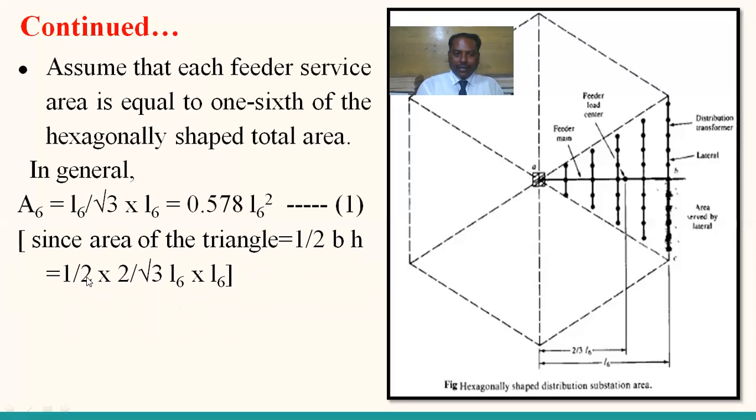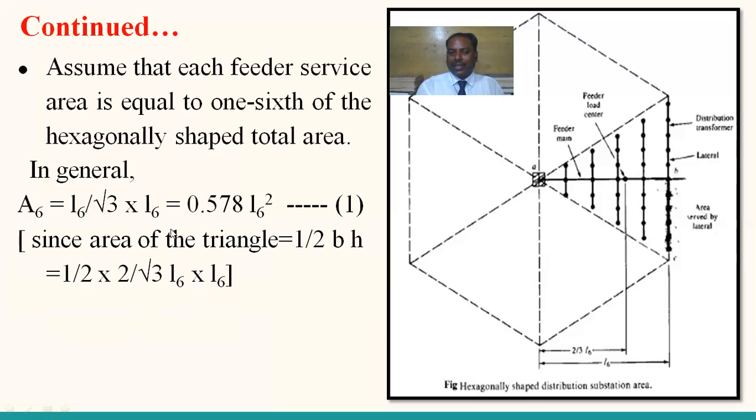Half into, this one is B and this one is another B, so there are 2B. B here is L6, and at what inclination? Tan 30 degrees has to be considered, so that it gives 2 by root 3 into L6, and H is L6. So the 2 will be cancelled, giving L6 squared by root 3.